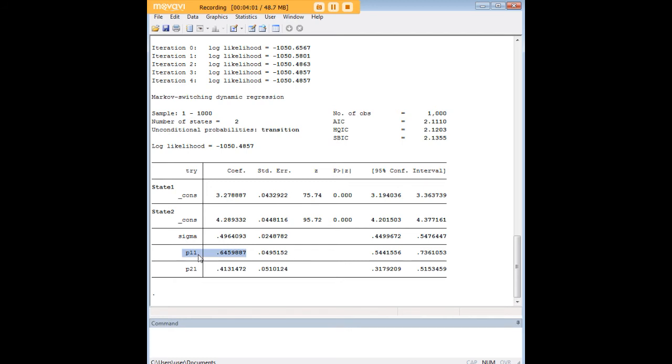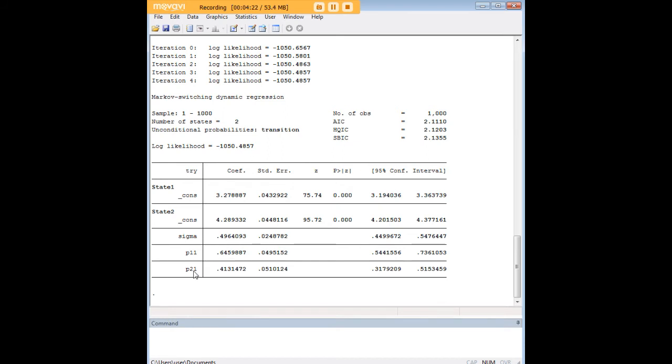P11 means the probability of state 1 remaining state 1. Okay? So here we have about a 0.65. So let's say 2/3. There's about a 2/3 chance that when the lira is in that powerful stage where it's a little stronger against the dollar, it's going to remain in that stage.